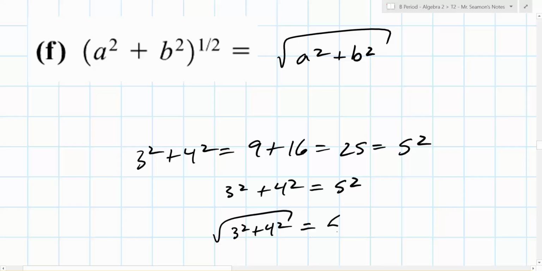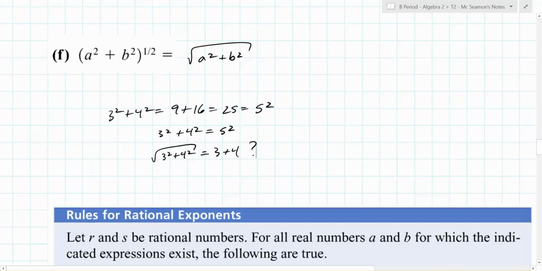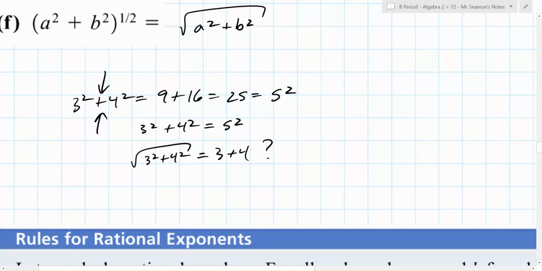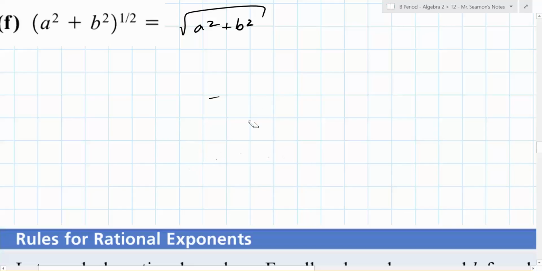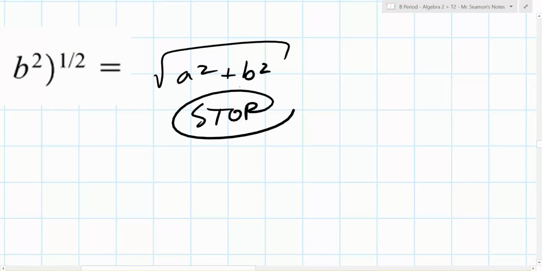Does that equal 3 plus 4, is what I'm asking? No, it equals 5, right? You can't take the square root of each individual thing because what's in between them? The plus sign right there, right? If it was factorable, there might be something to do, but is there anything to do at this point right here? No, you are done. You can't go any further. You need to stop while you're ahead.